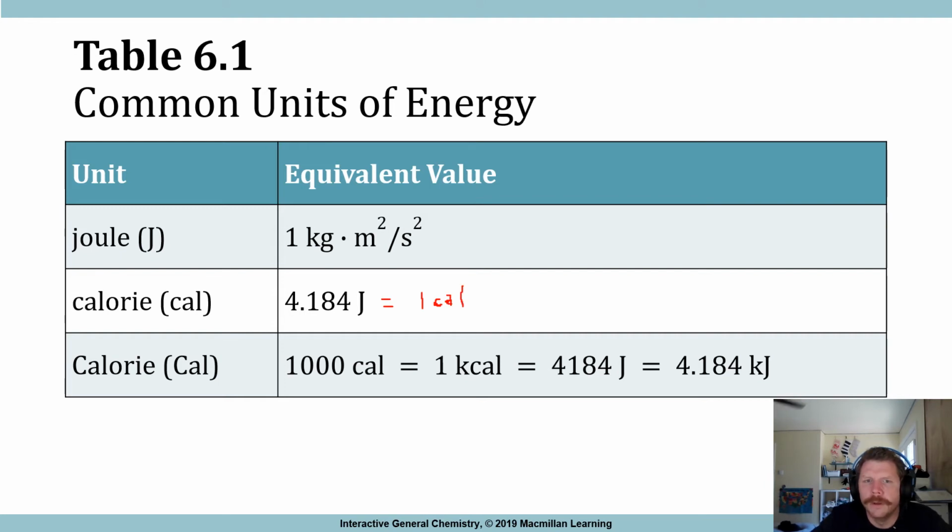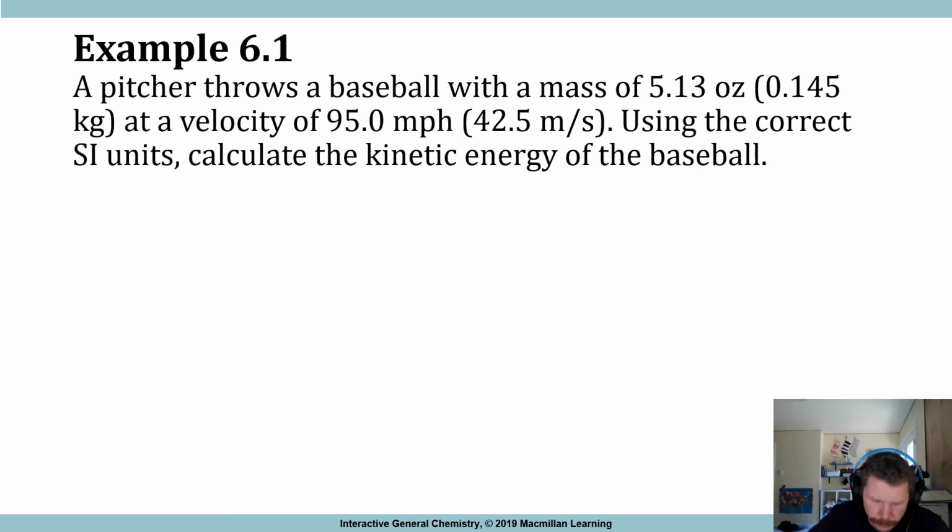Okay, now, practice problem. A pitcher throws a baseball with a mass of 5.13 ounces, or 0.145 kilograms. I'm going to go ahead and write this. m is equal to 0.145 kilograms, at a velocity of 95 miles per hour, or 42.5 meters per second. Using the correct SI units, calculate the kinetic energy of the baseball.